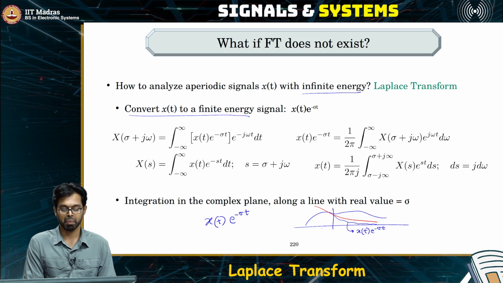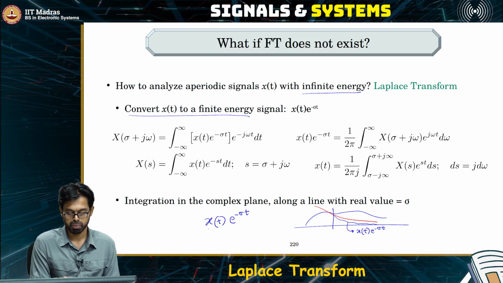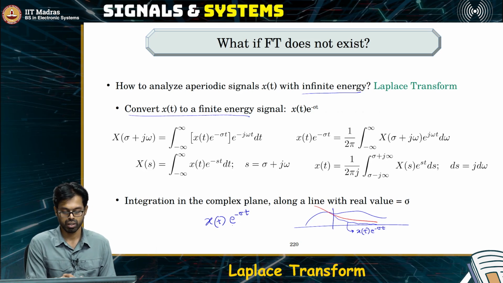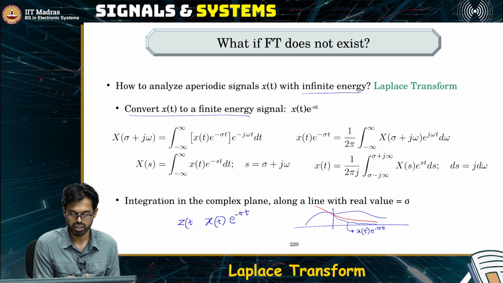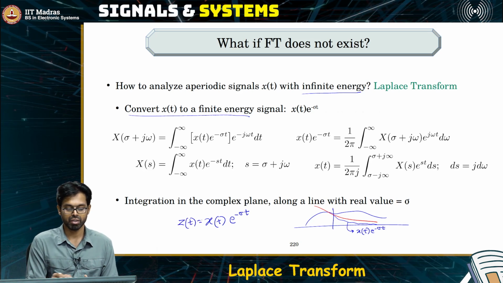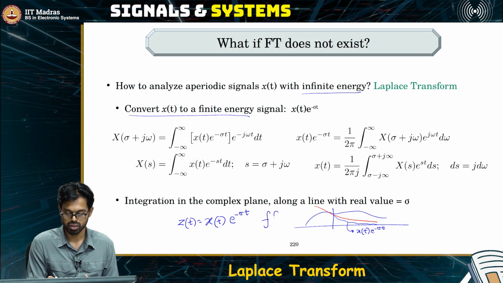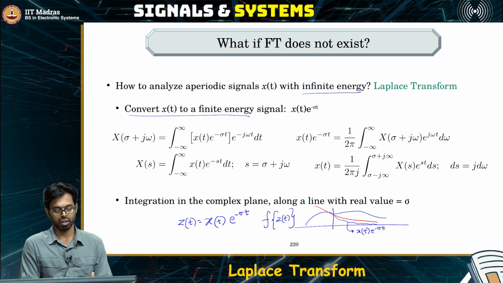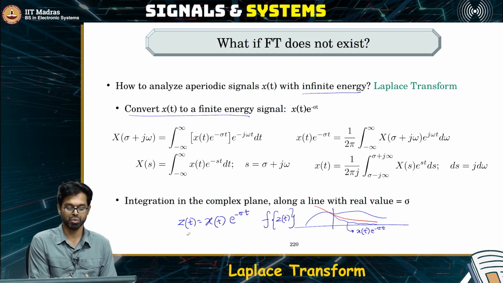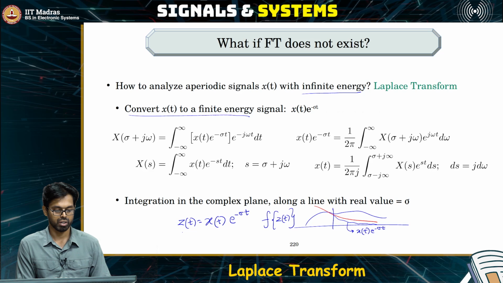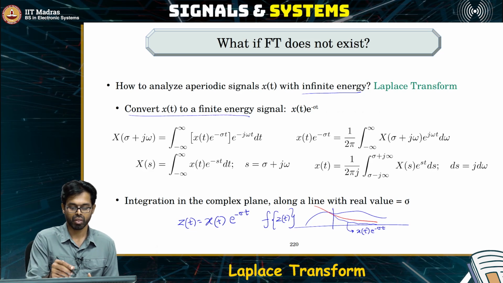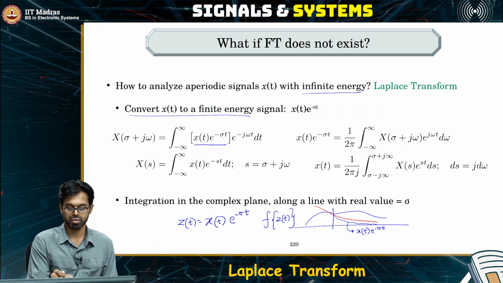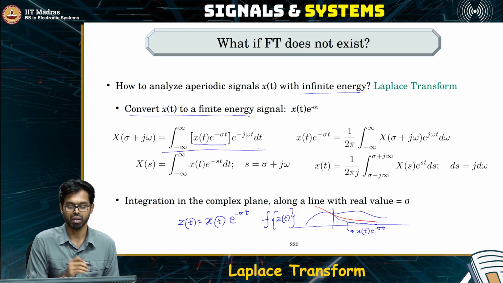So the idea in the Laplace transform is that you multiply the signal with an exponentially decaying function, creating a new signal. Let us say that some z of t is equal to this new signal. Now find the Fourier transform of z of t, because we have created this z of t such that it is absolutely integrable. So the Fourier transform will exist. That is what we are doing. So you compute the Fourier transform of x of t times e power minus sigma t, which is basically the Fourier transform equation that we have here.